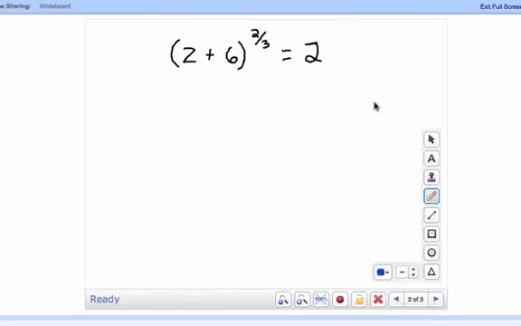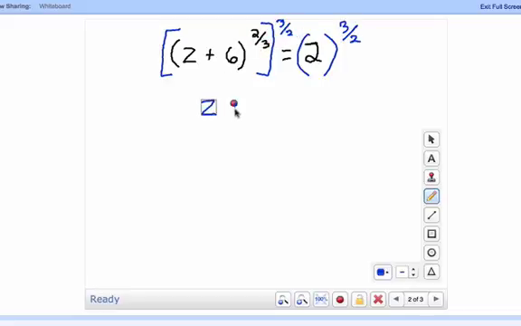So here's one more example. Well, I have two more examples. Here, this one right here, you're going to go ahead and raise both sides to the 3/2. And we know that 2/3 raised to the 3/2, you multiply those, it gives you 1. Those cancel each other out, it gives you z plus 6 over here on the left. And on the right, we're going to have 2 to the 3/2.